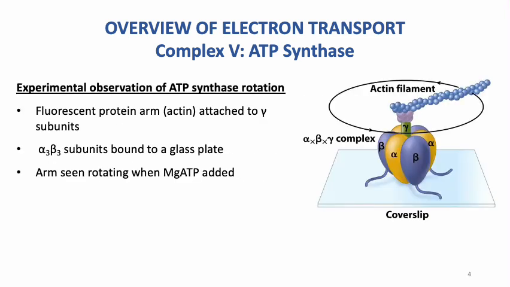The strongest evidence that ATP synthase is a rotating motor has been observed using the alpha 3 beta 3 gamma complex immobilized on a glass plate and modified by the attachment of a fluorescent actin element. You can find more details if you go through your textbook.